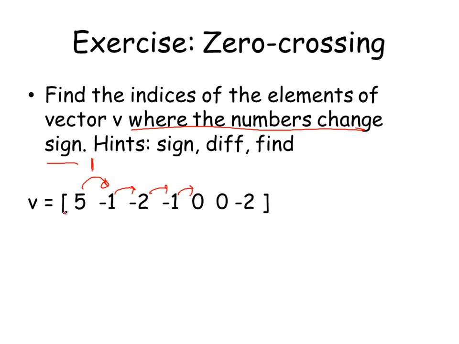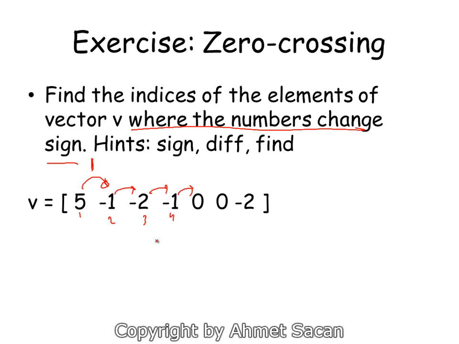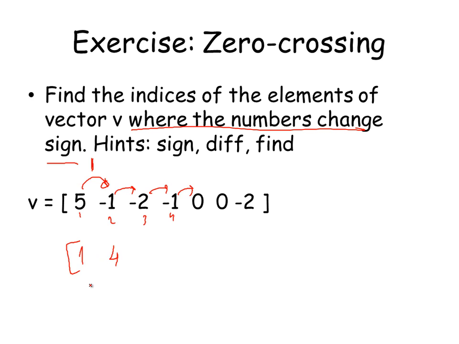And this will be 1, 2, 3, 4. So you have 4. After the fourth element, the sign again changes. Positive to positive, the sign does not change. Positive to negative, the sign changes. So you get 5, 6. So write an expression that will give me these numbers, 1, 4, and 6. I'll give you a few minutes to think about it.